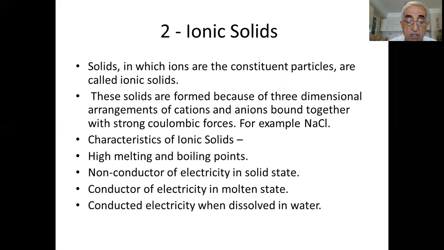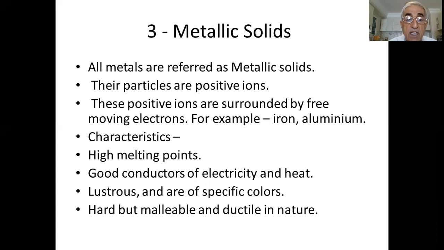Non-conductor of electricity in solid state. Conductor of electricity in molten state. They conduct electricity when dissolved in water. Metallic solids. All metals are referred to as metallic solids. Their particles are positive ions. These positive ions are surrounded by free-moving electrons. For example, iron, aluminum. Characteristics: high melting point, good conductor of electricity and heat, lustrous and of specific color, hard but malleable and ductile in nature.